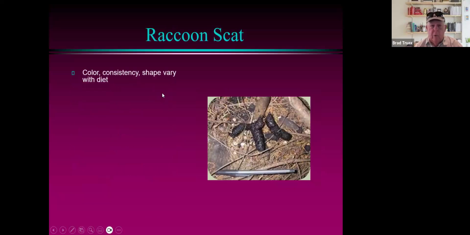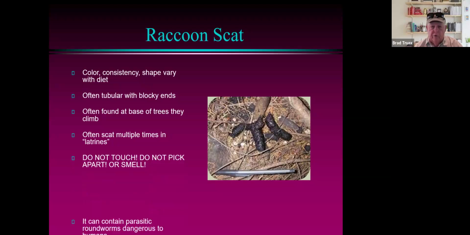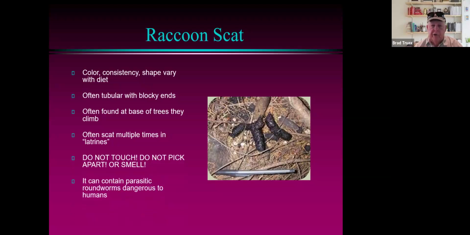Raccoon scat again will vary depending on what their diet is. It's often tubular with blocky ends, and this is extremely important. If you see this, do not touch this scat. I'll tell you why in a minute. But this blocky end to the scat is highly characteristic of raccoon scat, and it's often found at the base of trees that the raccoons climb, and they tend to scat multiple times in the same area, so it becomes a latrine. And do not touch, do not pick apart, and do not smell raccoon scat. That's because it may contain a parasitic roundworm that's very dangerous to humans.